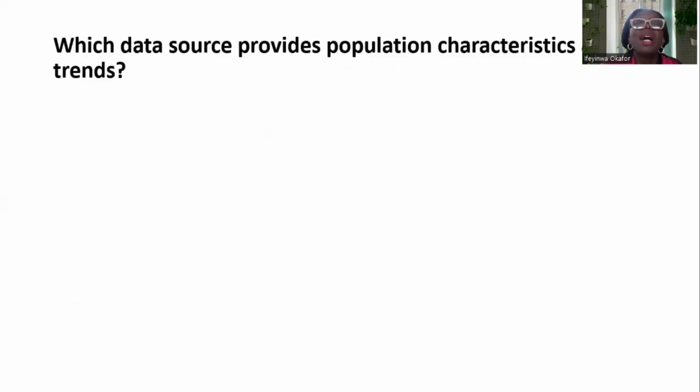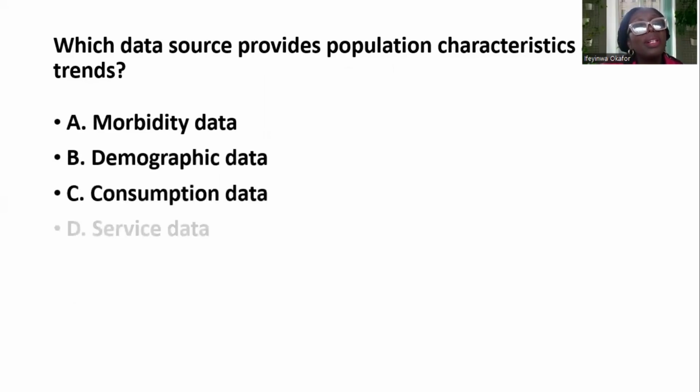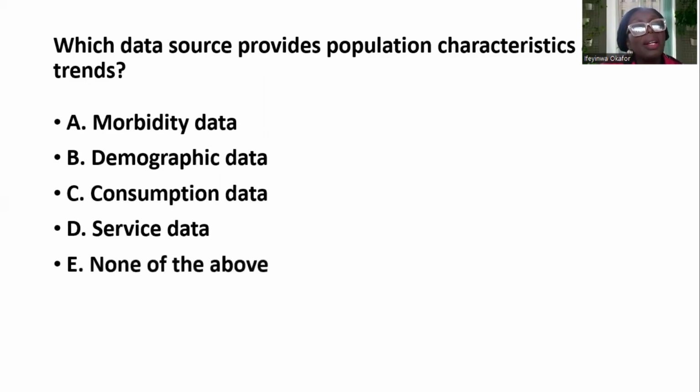Which data source provides population characteristics and trends? And we have mobility data, demographic data, consumption data, service data, none of the above. And our answer is B, demographic data.